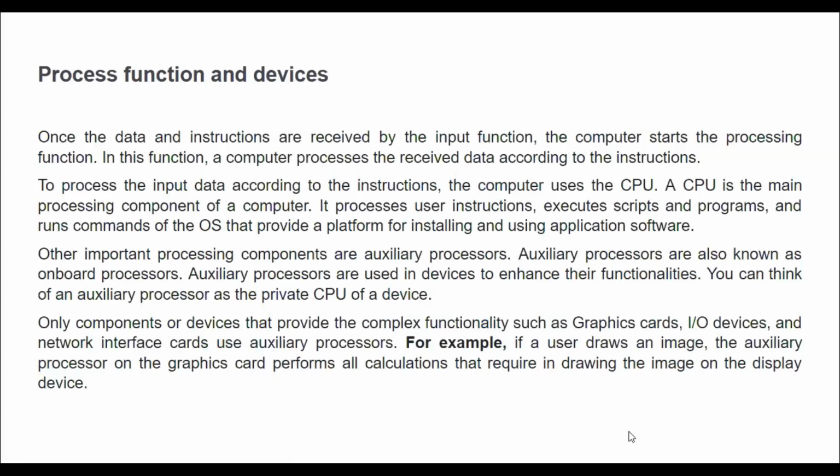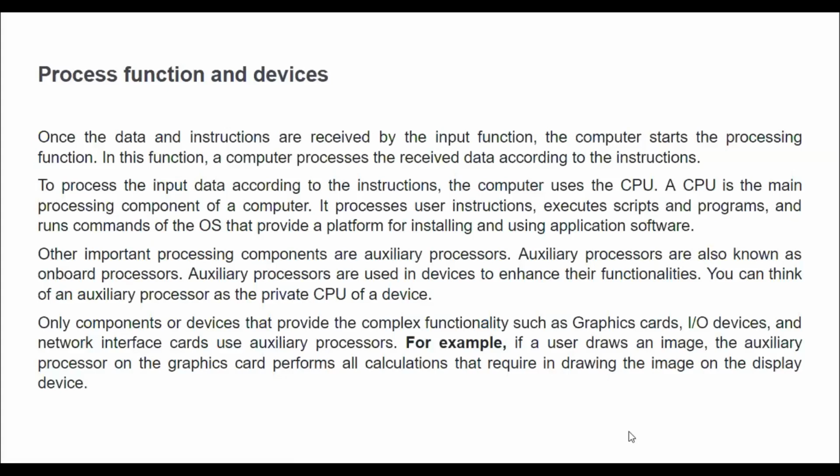The auxiliary processors are also known as onboard processors. Auxiliary processors are used in devices to enhance their functionalities. You can think of an auxiliary processor as the private CPU of a device.